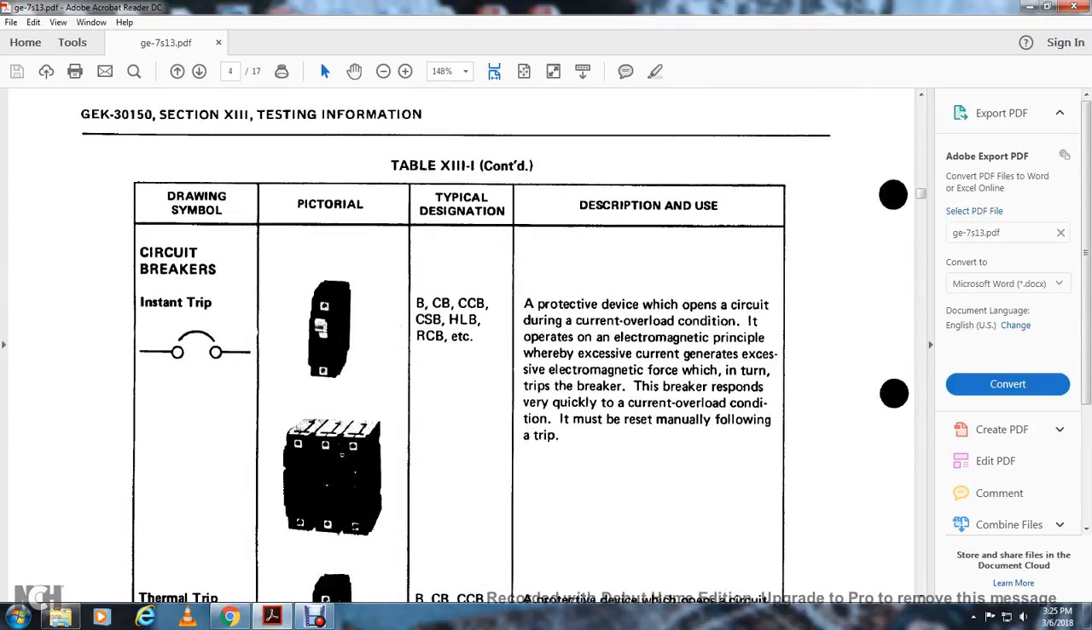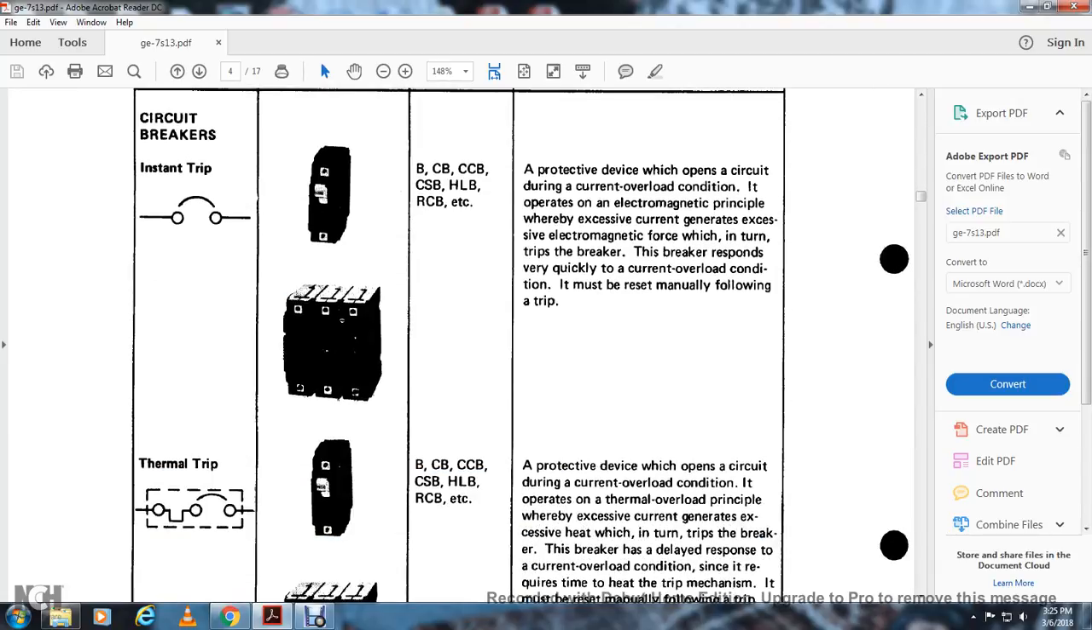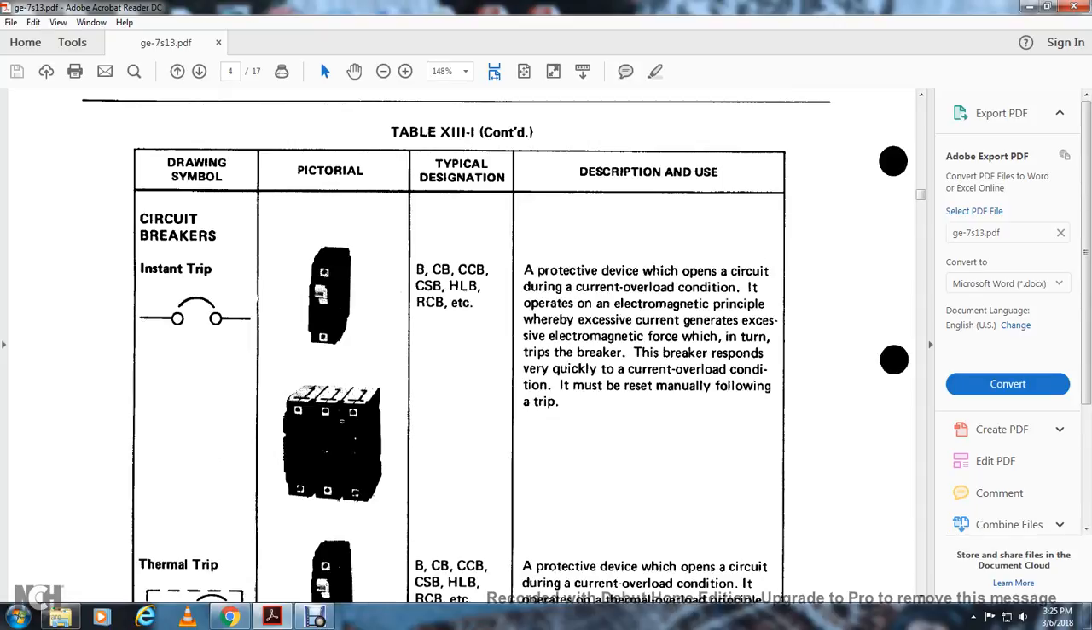Your circuit breaker instant trip is a convex break between two dotted holes that are empty. Your pictorial and the thermal trip is a box dashed with one square tube and a convex instant trip. It shows the thermal trip with a resistor on it and a dashed box. Your typical designation for the instant trip is BCB, CCB, CSB, HLB, RCB, etc.